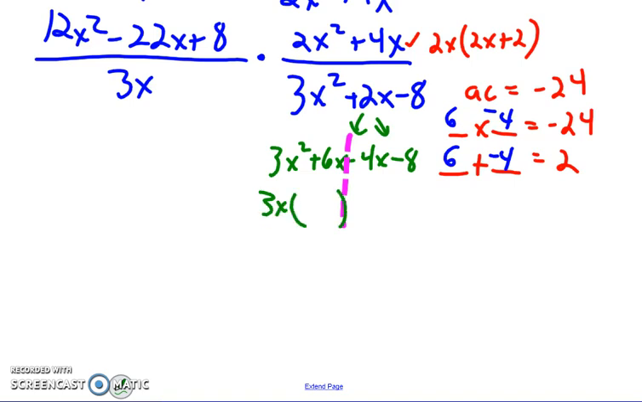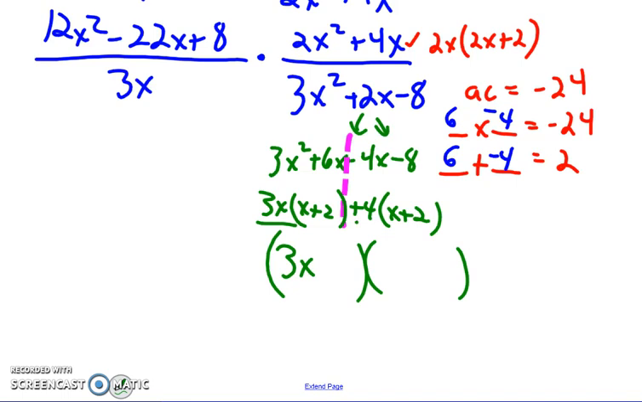3x, and that leaves me with x plus 2. I factor a 4 out of the second 2 terms, that's my common factor, and that leaves me with x plus 2. And after all that work, I've factored that one denominator as 3x plus 4 times x plus 2. That's just one of the parts of one of the fractions, right?